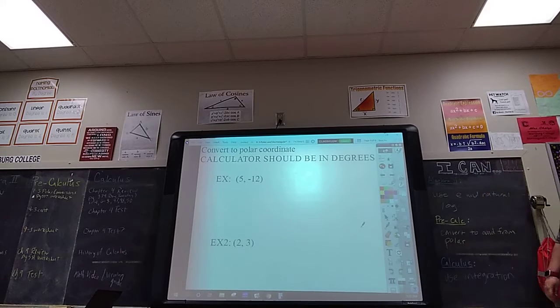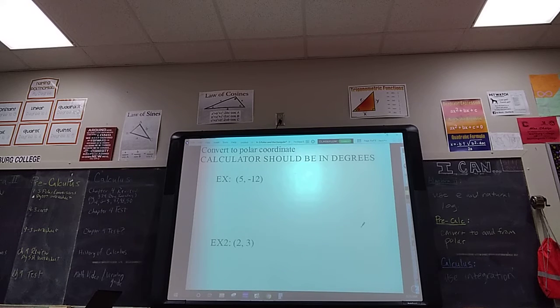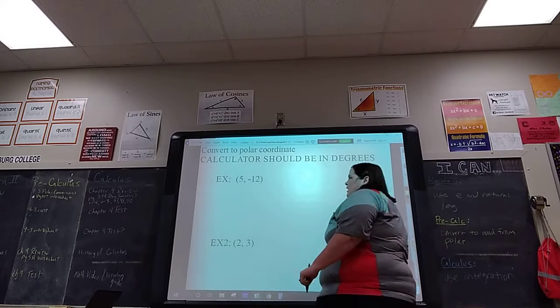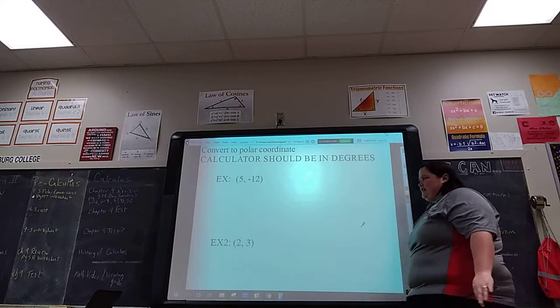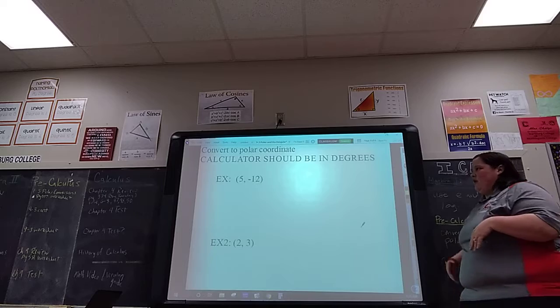And like I said with these, it's just easier to work in degrees. So just make sure your calculator's in degrees when you're converting into r and theta. Because if you're in radians, if it's a half rotation, you have to have pi or 2 pi. So it's just easier to think in degrees, 180 or 360.